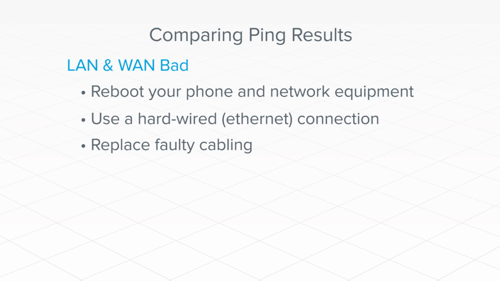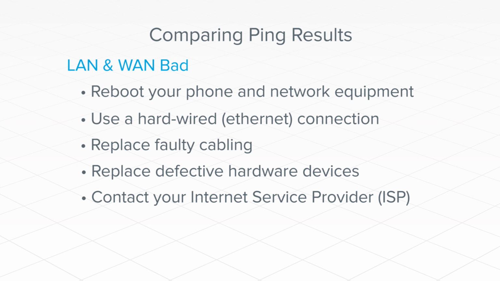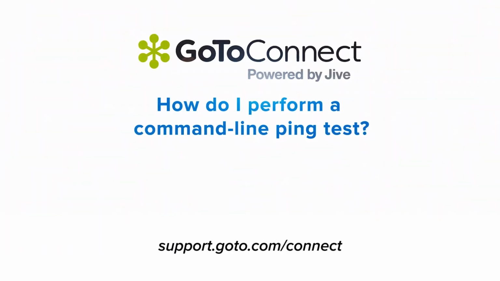If available, upgrade your Ethernet cables from Cat5 to Cat6. Fourth, if needed, replace defective hardware devices. Finally, if the other suggestions have not worked, we recommend that you contact your internet service provider. That's all there is to using a command line ping test to determine your latency.